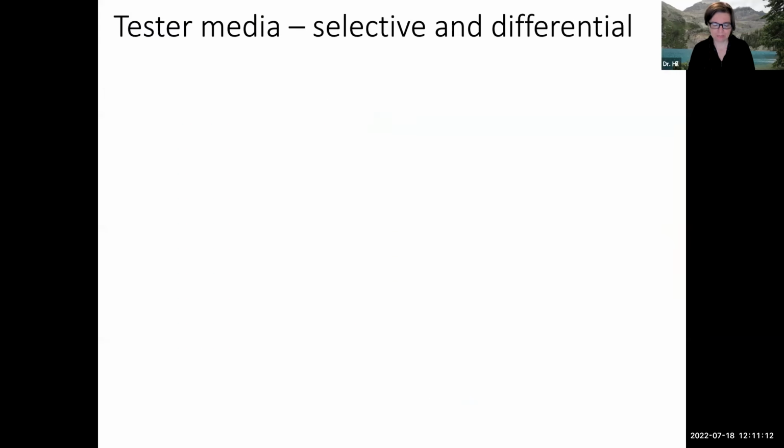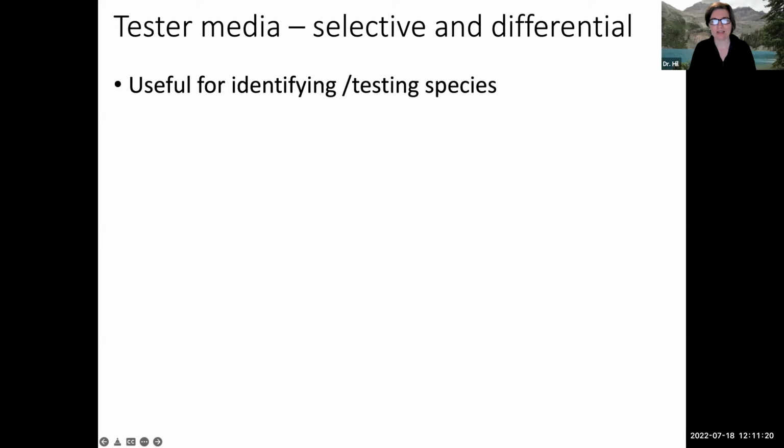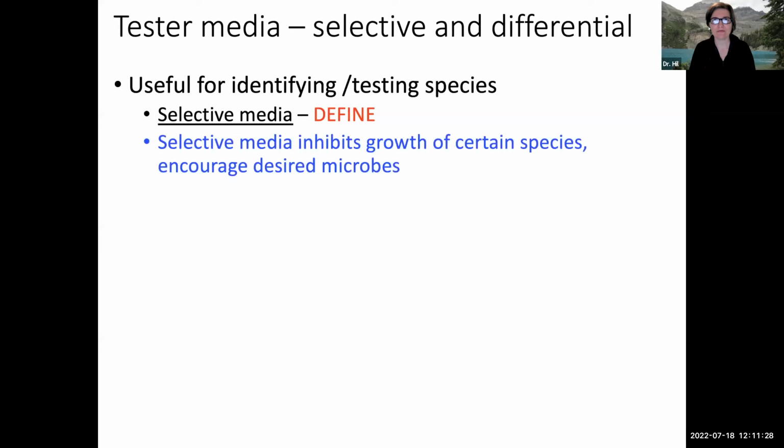All right. This week, we're going to use more than just TSA. We're going to use selective and differential media. These are useful for identifying and testing species that have already been purified. Selective media means that this food inhibits or kills certain species and encourages or allows certain other species to grow. Okay, so it's a dead or alive assay. You have a pure culture, you want to ask a question like, can you tolerate high salt? Put it on a high salt plate, does it grow or not grow? Then the answer is yes, it is halotolerant, or no, it's not.